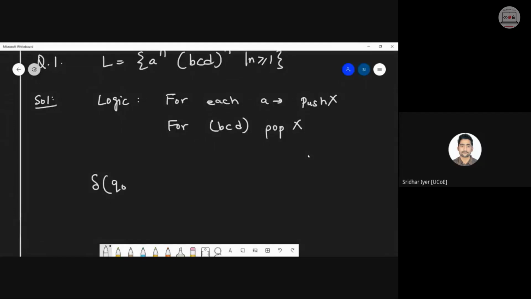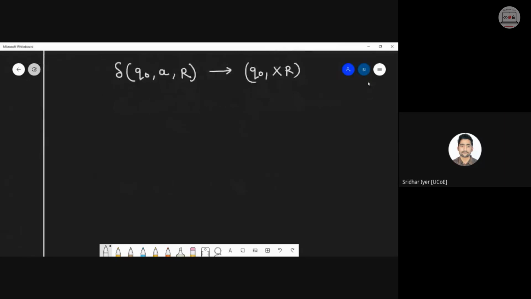I'm starting with Q0. Q0 on the first input A. Obviously, the stack is empty, so the top will be R. It will produce XR, because we are pushing something on top of the stack. Similarly, the second A or the series of A's which are going to follow will be on top of X. So it will be nothing but Q0, XX.